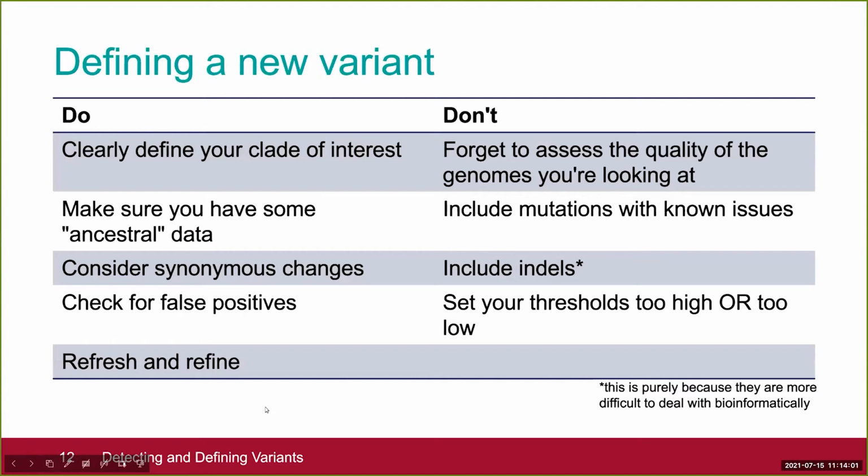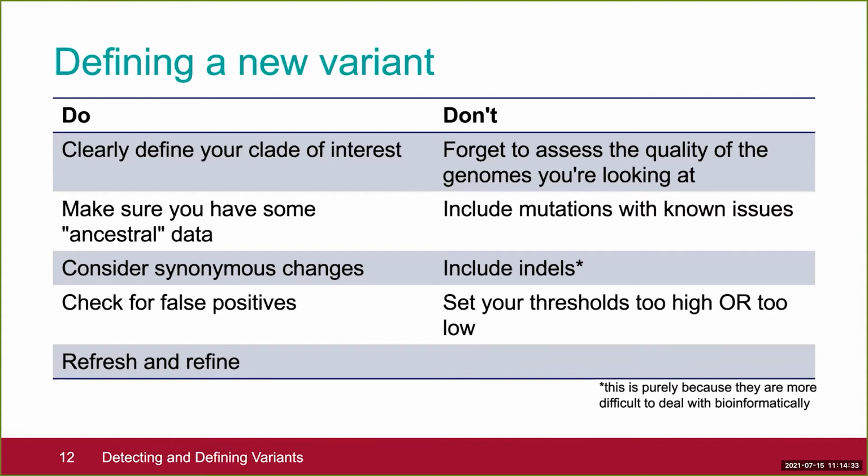So I've just put together a few do's and don'ts in terms of defining variants. This is by no means an exhaustive list, but they were the first ones that came to mind that I think are really important when you're trying to define a new variant. In terms of the do's, you need to really clearly define your clade of interest, and equally revise that clade as time goes on and make sure that you know where the line is for what is and isn't your variant.